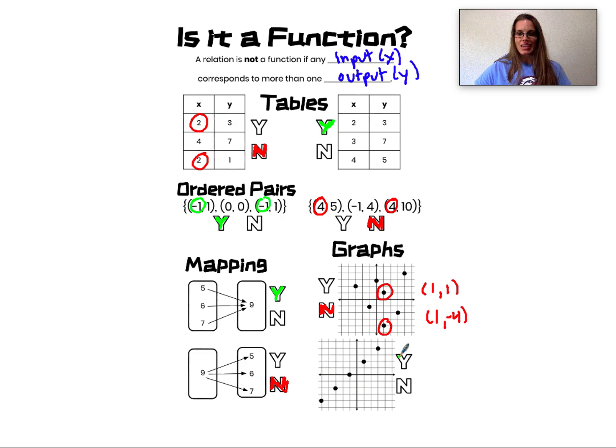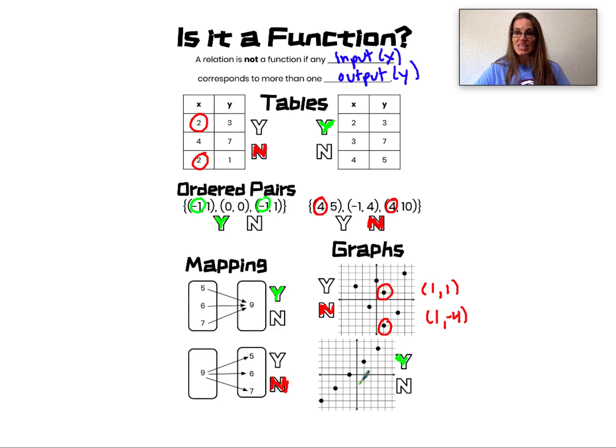Last example is a yes. As I move across my grid, this x value has 1 y, this x value has 1 y, 1 y, 1 y, and 1 y. So each x is paired with only one possible y value.